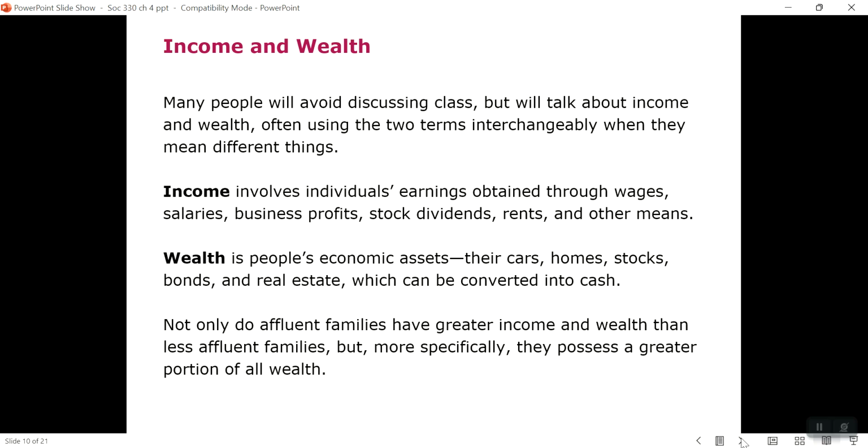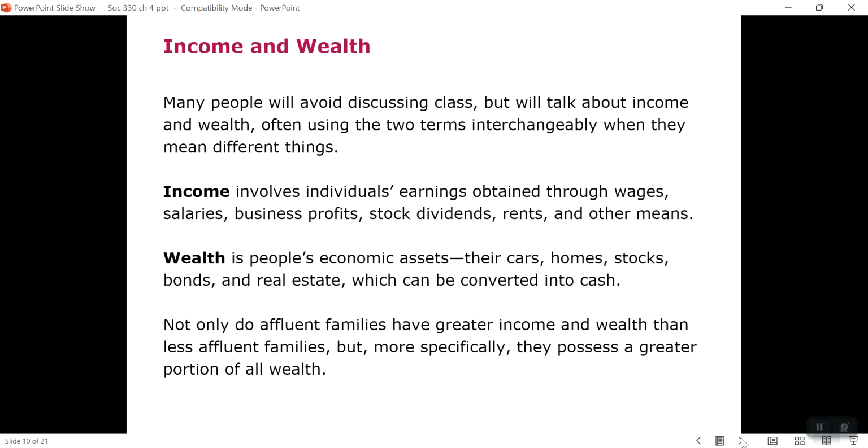Income and wealth. Now, when we're talking about social class, we do include income and wealth. A lot of people use these interchangeably, but they are not interchangeable. They are actually two different things. Income is wages, right? People go out to a job, they get a paycheck, that's income. It's wages or a salary, profits from your business, stock dividends, maybe you own property and you get rent, money actually coming in on a weekly or monthly or yearly basis. That's income.